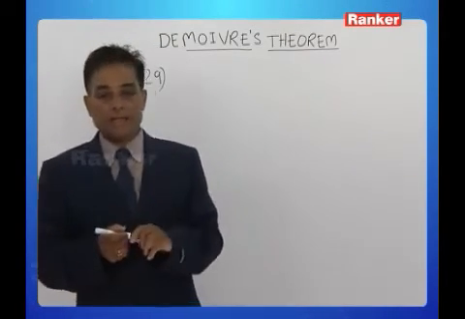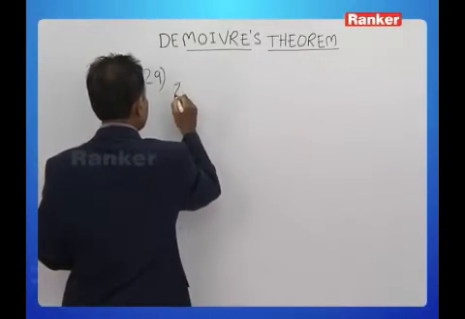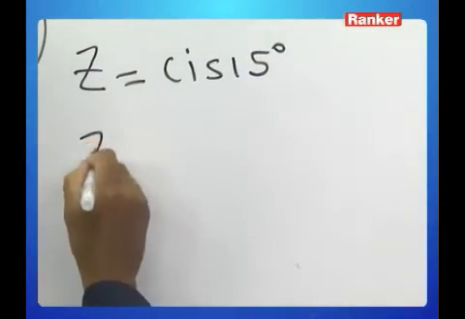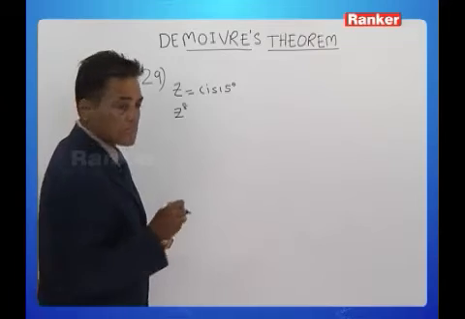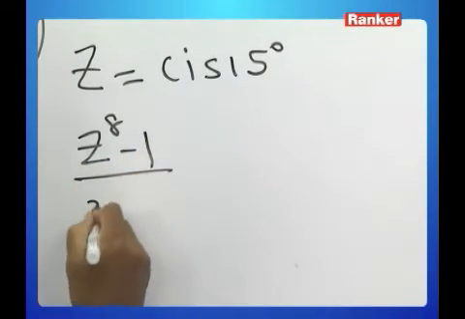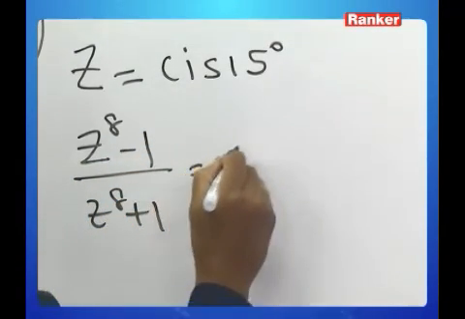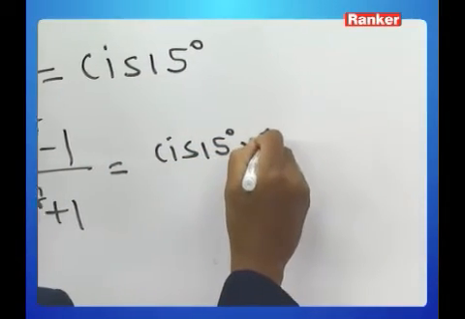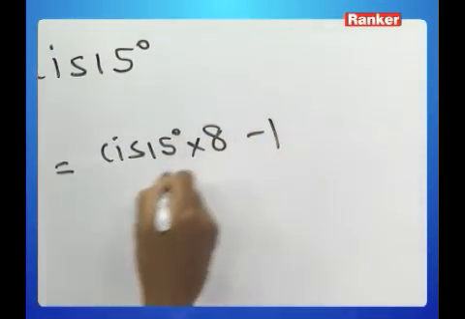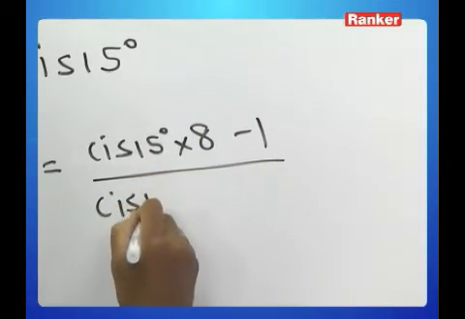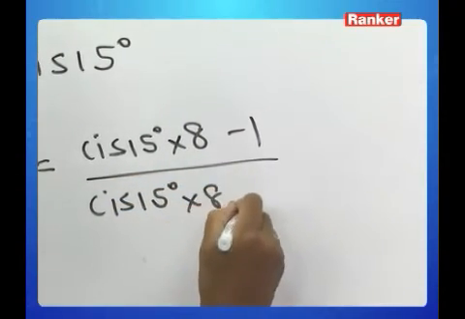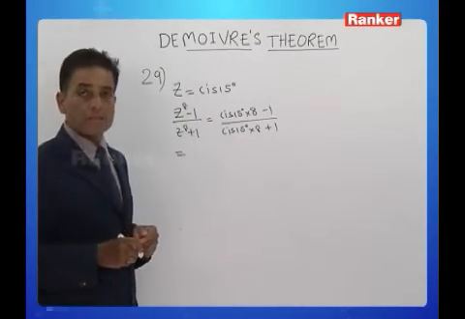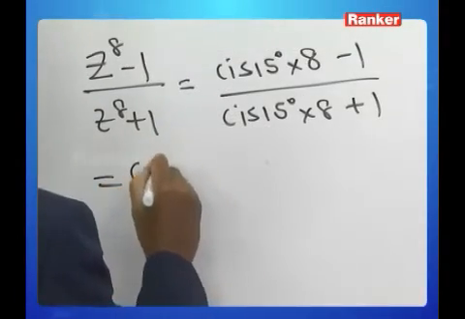Question number 29. z is given as cis 15 degrees. We want the value of z to the power of 8 minus 1 by z to the power of 8 plus 1. cis 15 whole power 8, that is cis n theta. This is the de Moivre theorem. Now, 8 into 15, yes, 120 degrees. You are right.